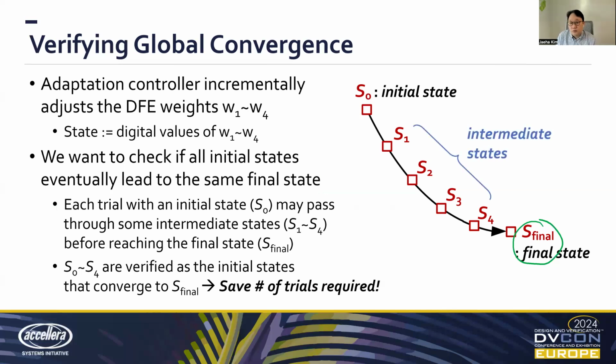That is, when you run a given trial, starting from a certain initial state, it doesn't get to the final state right away. It will have to pass through some intermediate states, here in the diagram, S1 through S4. So that means when you run this trial, you're not only knowing that S0 leads to S final, but also S1 through S4 also lead to the same final state, S final. In other words, we don't need to run another simulation starting from S1, S2, and so on. That will allow us to save the number of trials required to be performed.